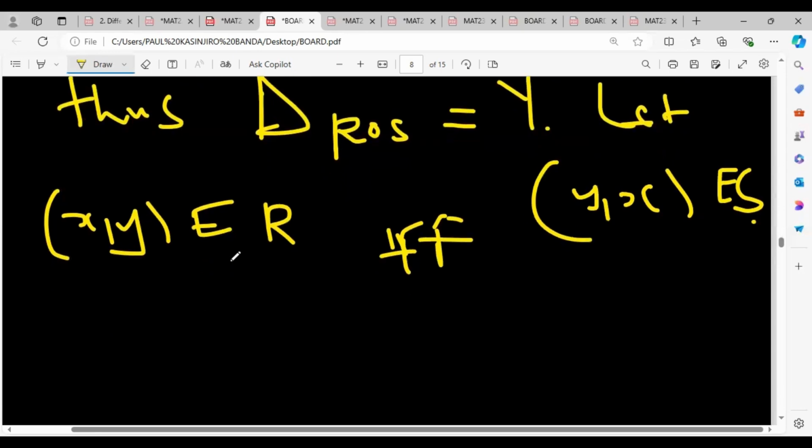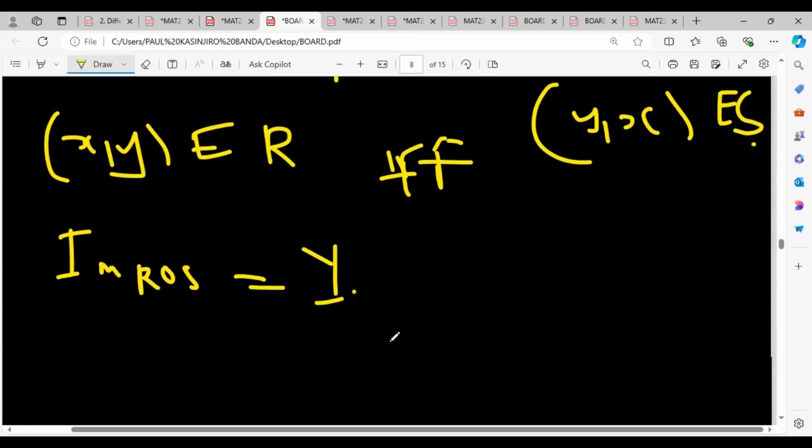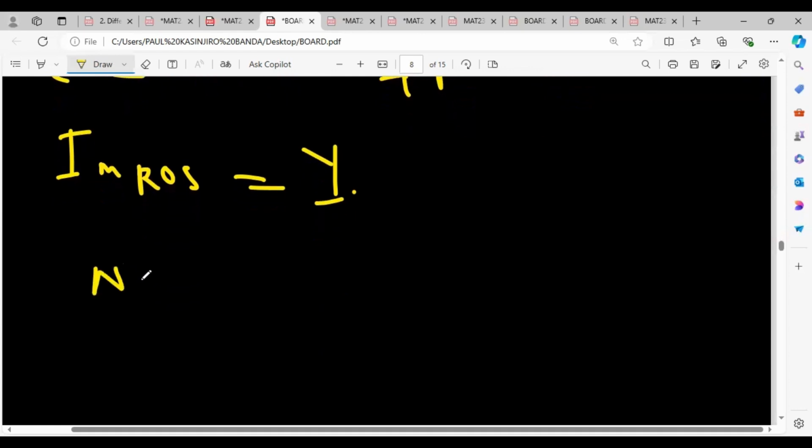Therefore this shows that the image of R of S will actually be the whole set Y. So you can see the domain is Y, the image is also Y. So we only have Y comma Y present in this image. To proceed, we can say now let an arbitrary coordinate X comma Y be a member of what?